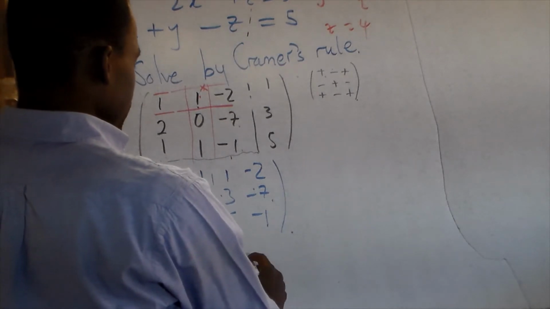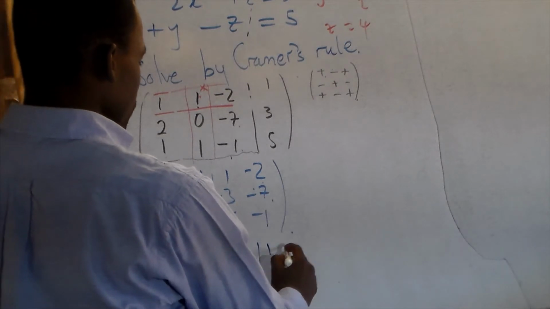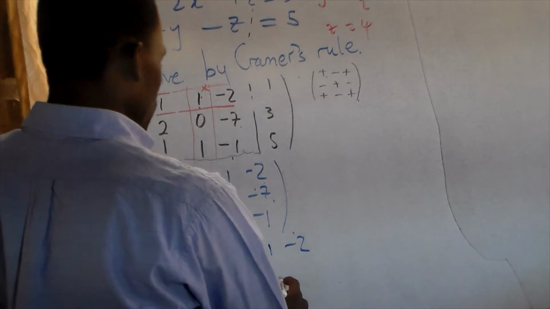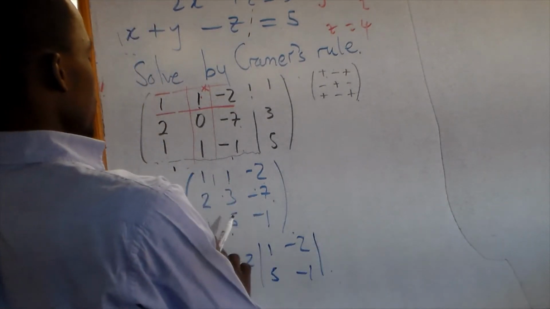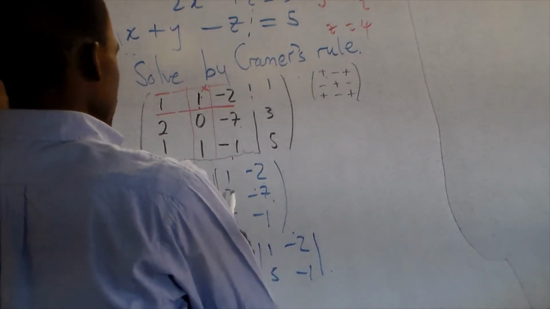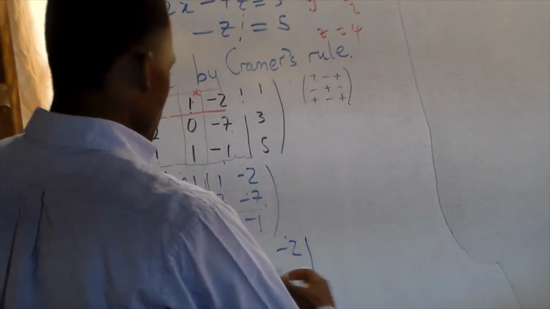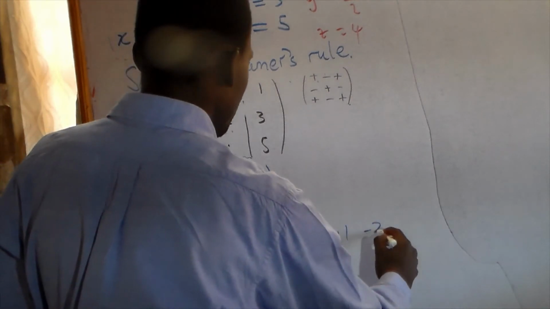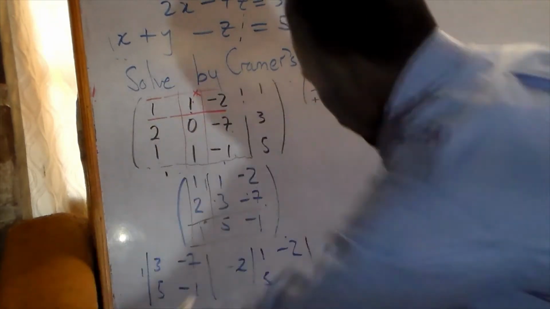So here it's a negative 2. We have 1 minus 2, 1 minus 2 and 5 and minus 1. Then the minor of 1: I'm deleting the row for this 1 and the column for this 1. I will have 1 minus 2, 3 and minus 7. So this is it.